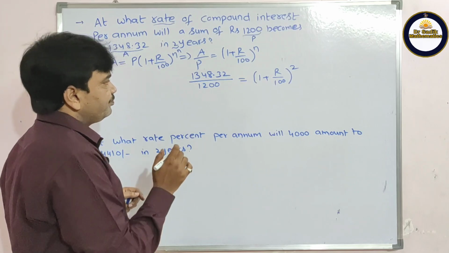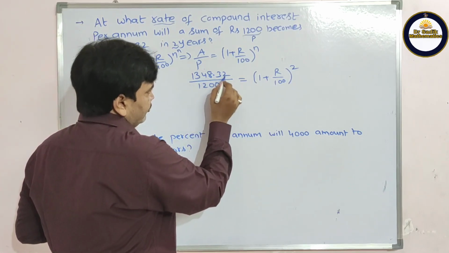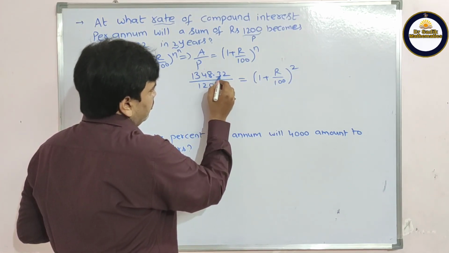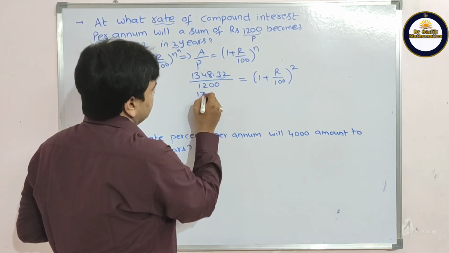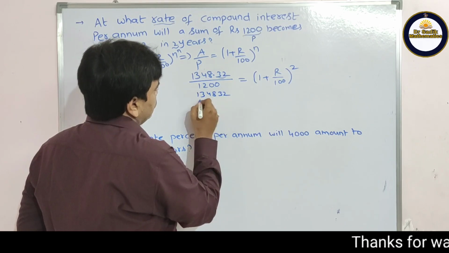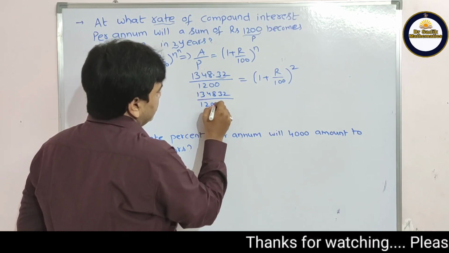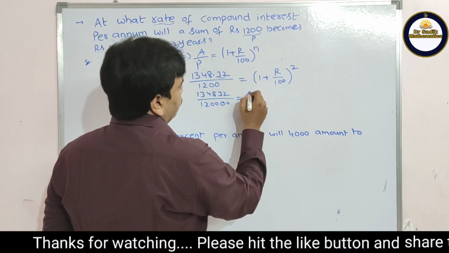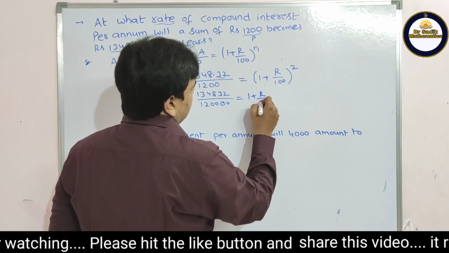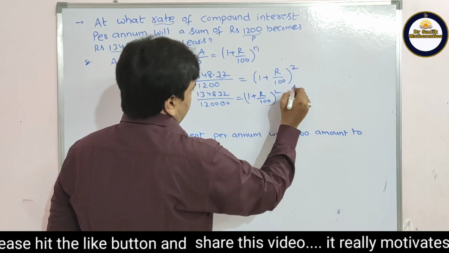Okay, for that I want to divide by 100, because after the decimal we have 2 places. So divide by 100, then we get 1348.32 divided by 1200 into 100, that means we get 2 zeros, that is equal to (1 plus r by 100) whole square.